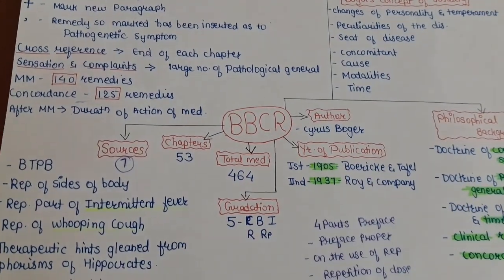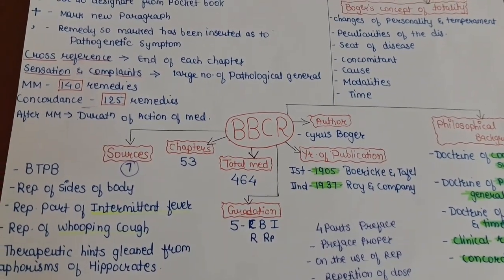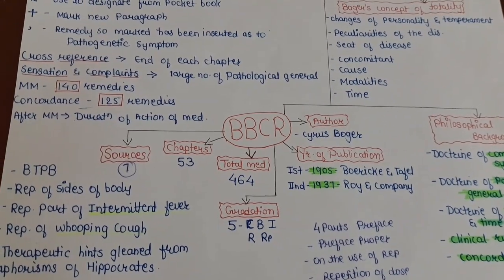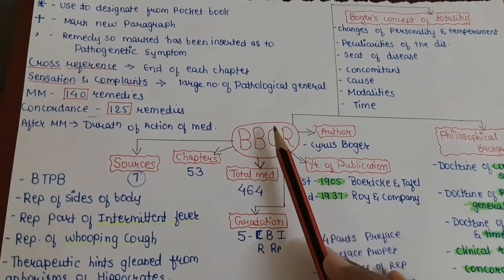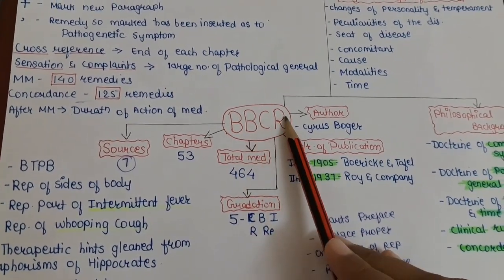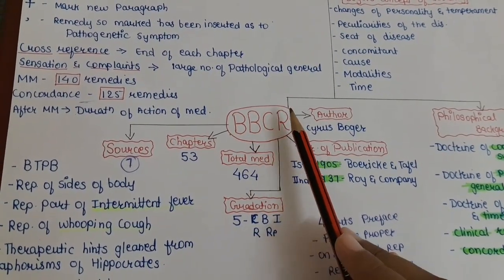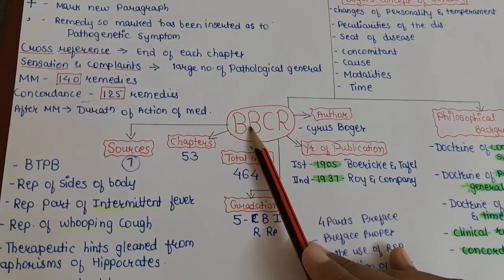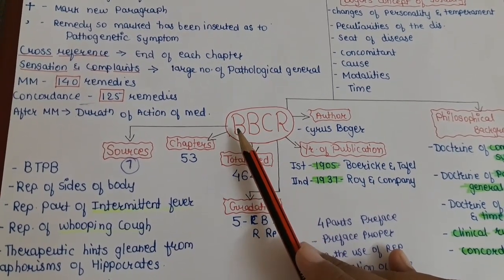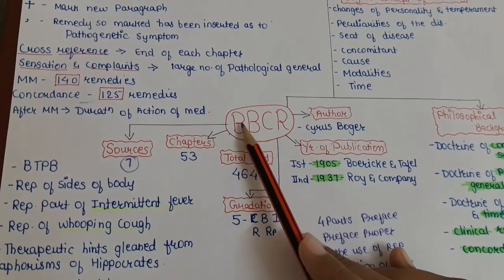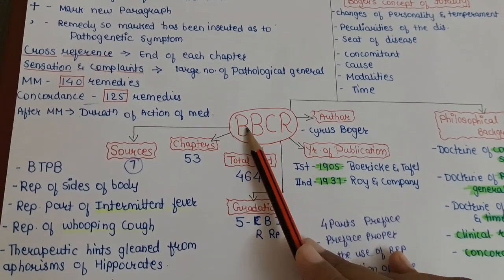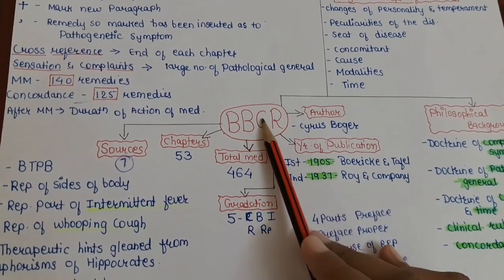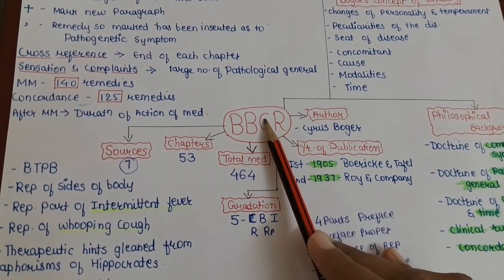Now let's see the mind map. From the information which we gathered by seeing this hard copy, we can make a mind map like this. So the name of the repertory is BBCR, that is Boger's Bonninghausen's Characteristic and Repertory. Usually students get confused between these two, that is BBCR and BTPB. So these two are different. BBCR is Boger's Bonninghausen's Characteristic and Repertory, because Bonninghausen's name comes in both repertories.